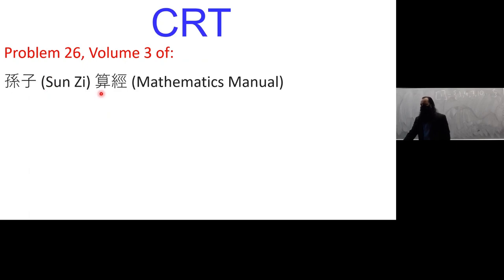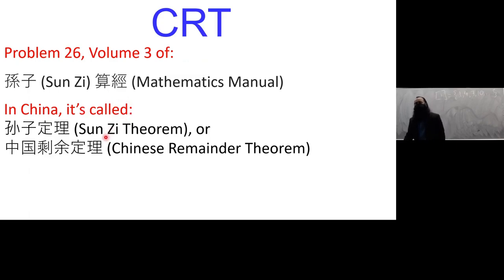Sun Tzu Xuanjing. Okay, the mathematical manual written by Sun Tzu. Okay, in China it's called the Sun Tzu Theorem, or sometimes they call it the Chinese Remainder Theorem. Okay, these first two characters, that's China, center, country. If you're in China, then China is the center, right? If you're in Canada, then Canada is the center. Everything else is far away from us, right? So center, country. That's the Chinese Remainder Theorem.